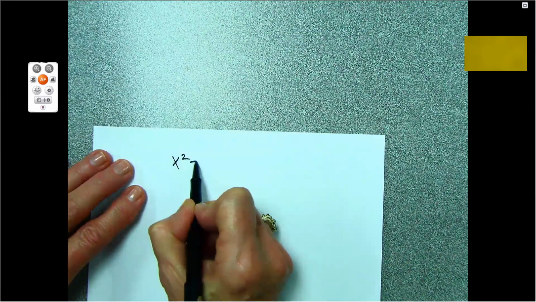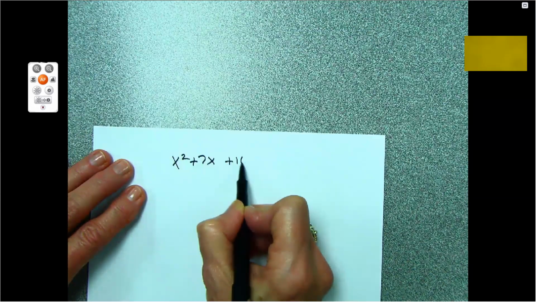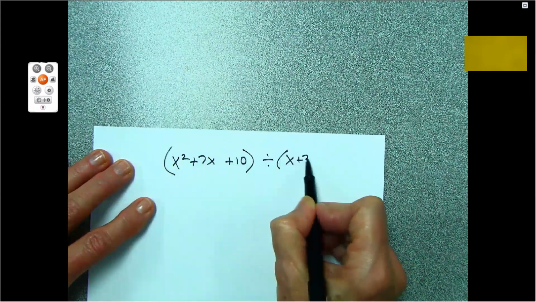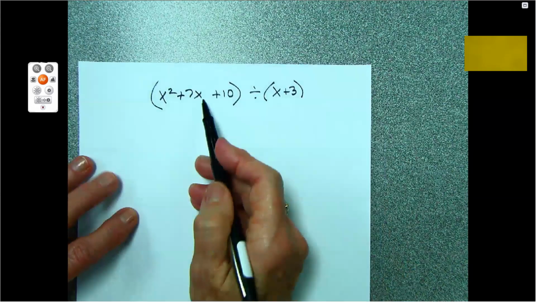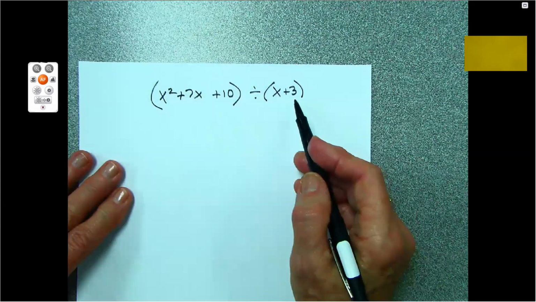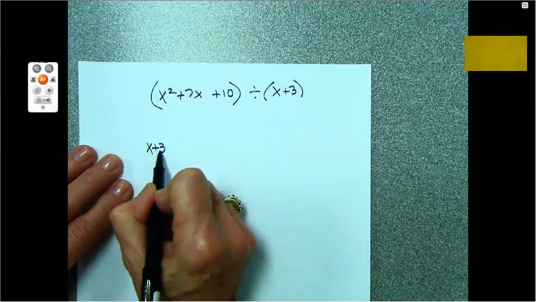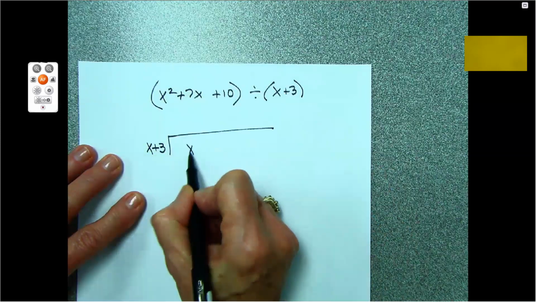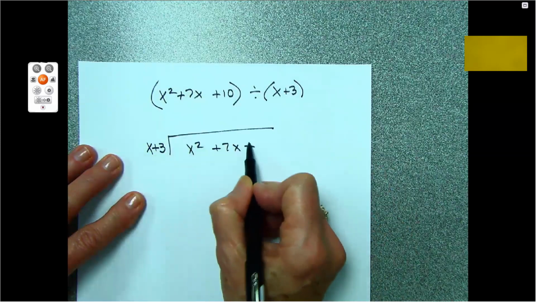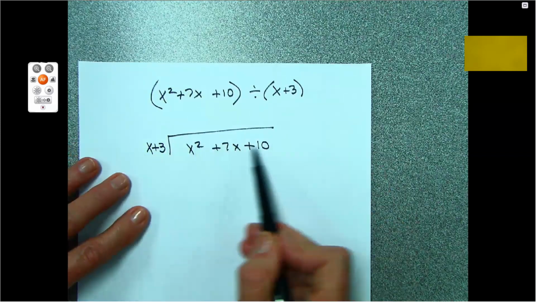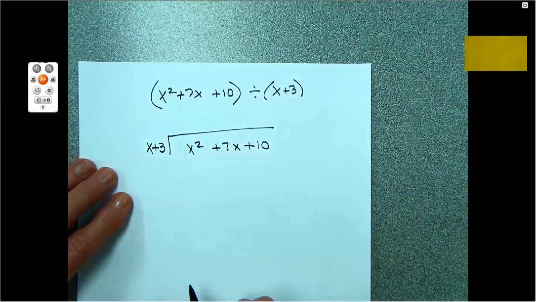X squared plus 7x plus 10 divided by x plus 3. So I have a polynomial. It happens to be a trinomial divided by a binomial. My divisor is x plus 3. It goes into x squared plus 7x plus 10. X squared is represented, x to the first degree, and x to the 0 power. No missing terms.